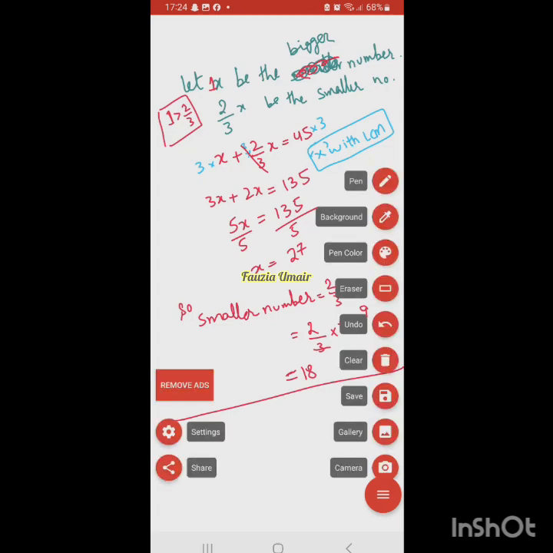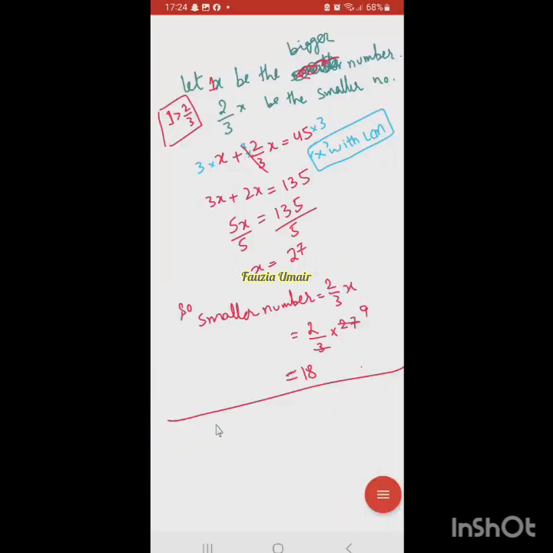Now let's quickly verify. Verifying is easier. They told us that x plus 2/3 x is 45. x is the bigger number, plus the smaller number. We calculated that the bigger number is 27 and the smaller is 18. If you add these two, you get 45, which is the given number. Okay children, is it clear?